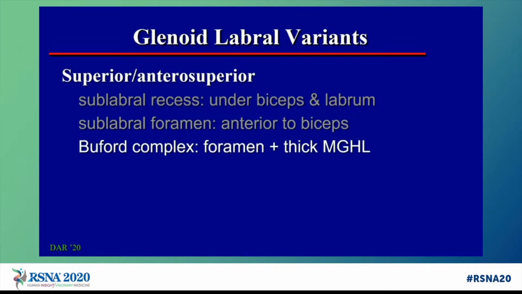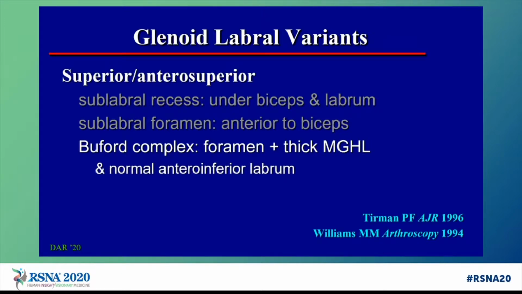The third main variant is a Buford complex. This looks like a foramen, but instead of a detached anterosuperior labrum, there is no anterosuperior labrum. It's been replaced by a thick middle glenohumeral ligament. And in all these variants, importantly, once you're below the equator of the glenoid, the antero-inferior labrum is normal.